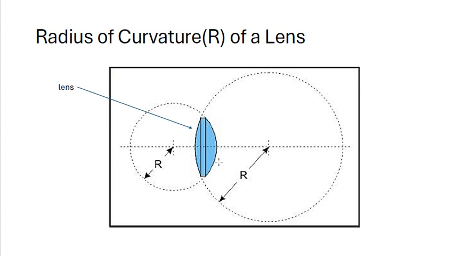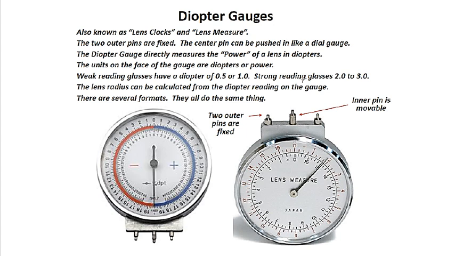If you have a higher convexity, we know that the radius of curvature is smaller. You have a larger radius of curvature if your convexity is lower.